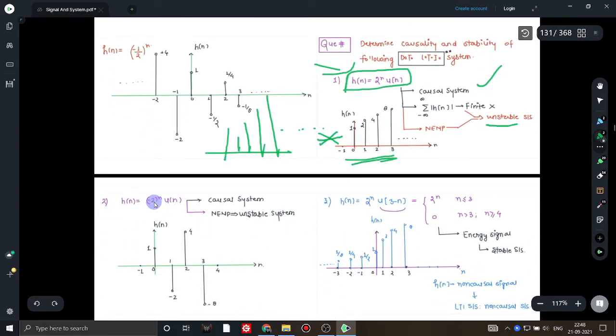Now this one is minus 2 power n u[n]. When n is 0, it is 1. When n is 1, it is minus 2. When n is 2, it is 4. And when n is 3, it is minus 8, and so on.